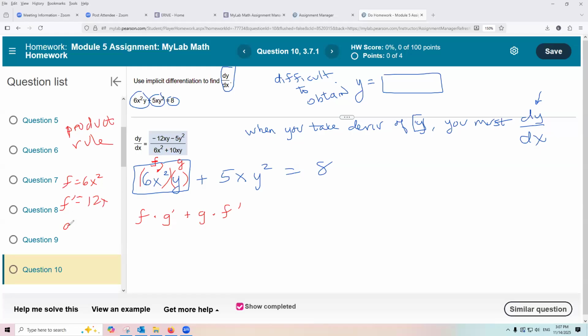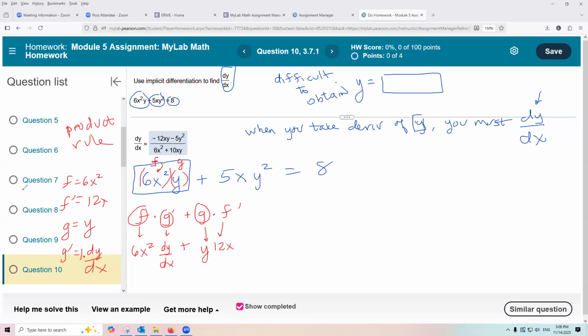The g function we're labeling as y, but we need g prime. Well, the derivative of y is just 1, but we have to include a dy/dx. So I can write it as 1 times dy/dx. All right, let's assemble these pieces. The f function is 6x squared. G prime is dy/dx. G is y, and f prime was 12x.